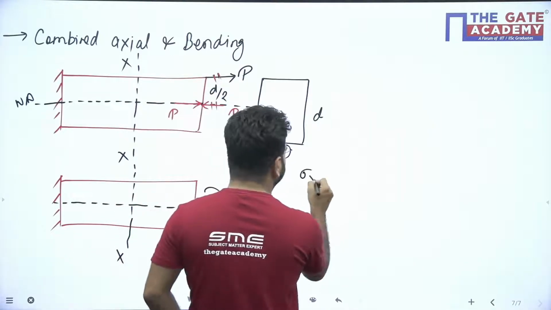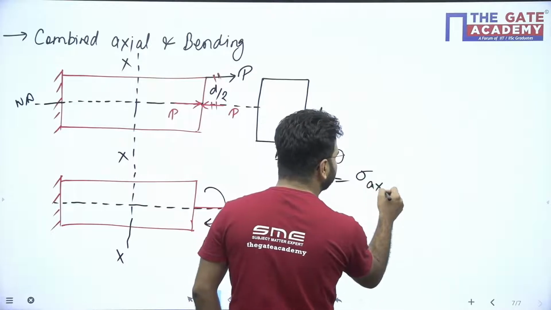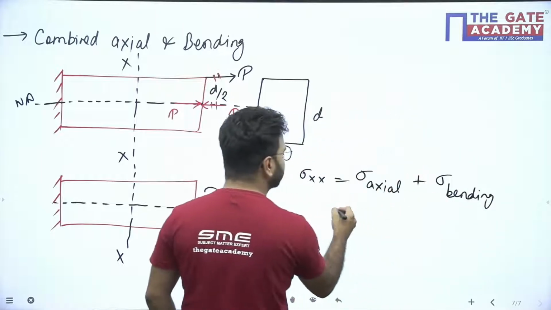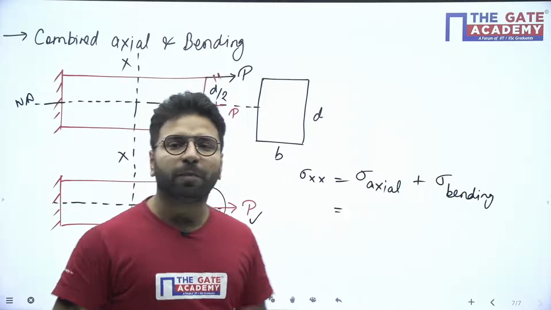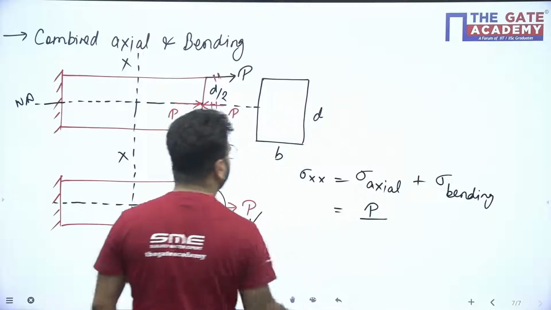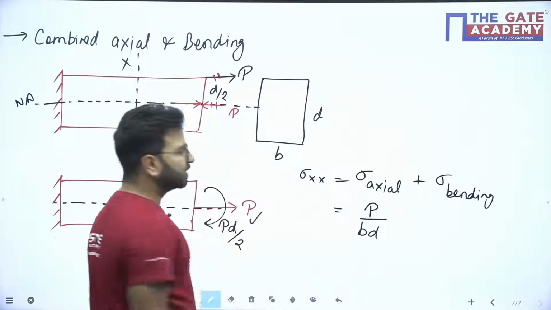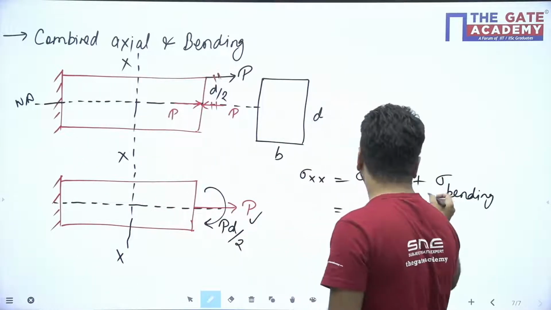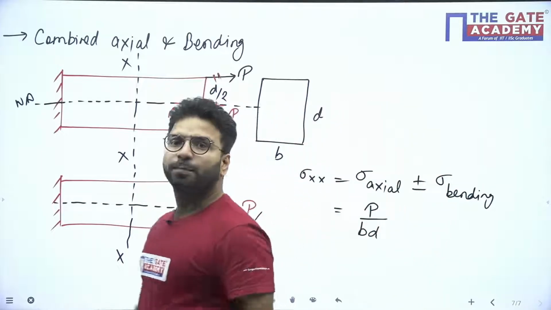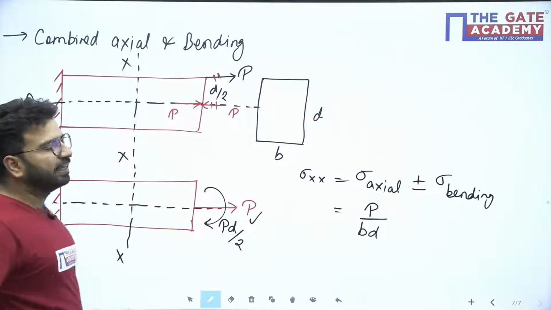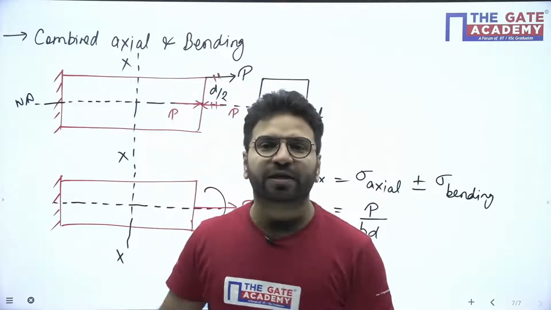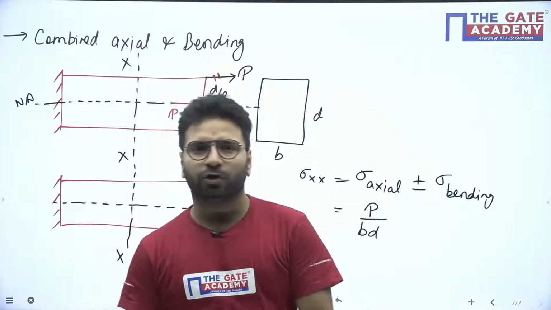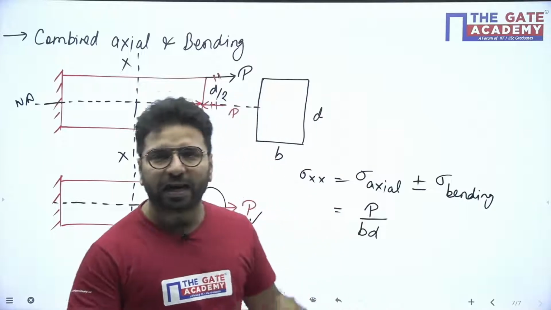Okay, so sigma at XX will be sigma due to axial plus sigma due to bending. What is axial stress? Axial stress will be P upon A, which is P upon B into D. Bending stress is how much? I am saying plus, but it can be plus or minus, because I am not mentioning exactly where. A question will say find the maximum stress or the minimum stress. If maximum, you have to add both. If minimum, you have to subtract.